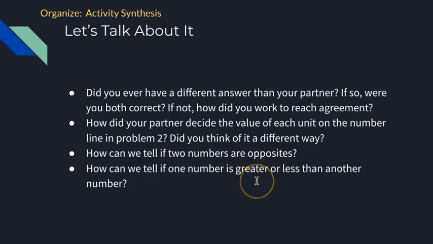Well, any number that has another number to the left of it, that first number is greater than that number. If the number is to the right of it, then it is always less than that particular number. So it really is just a matter of paying attention to where it's placed.